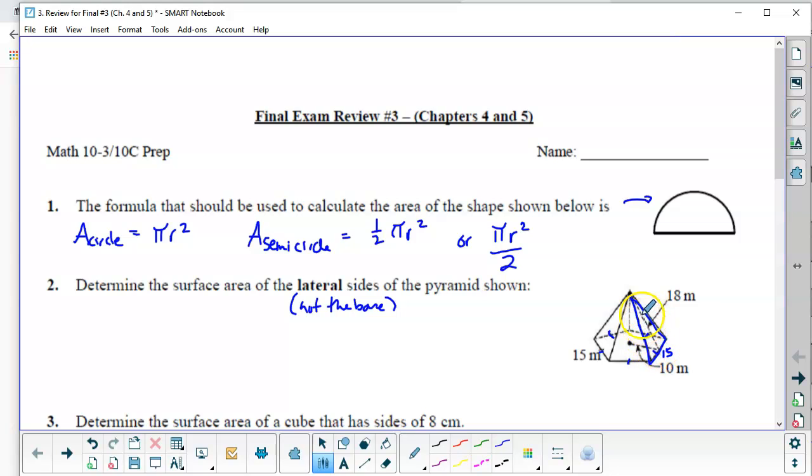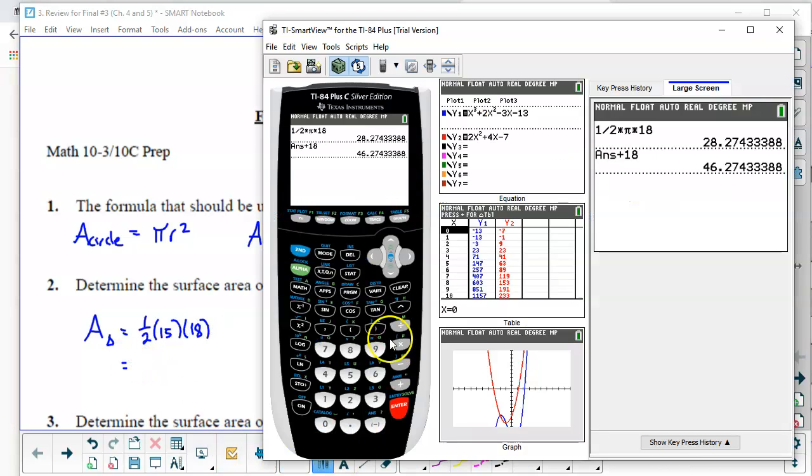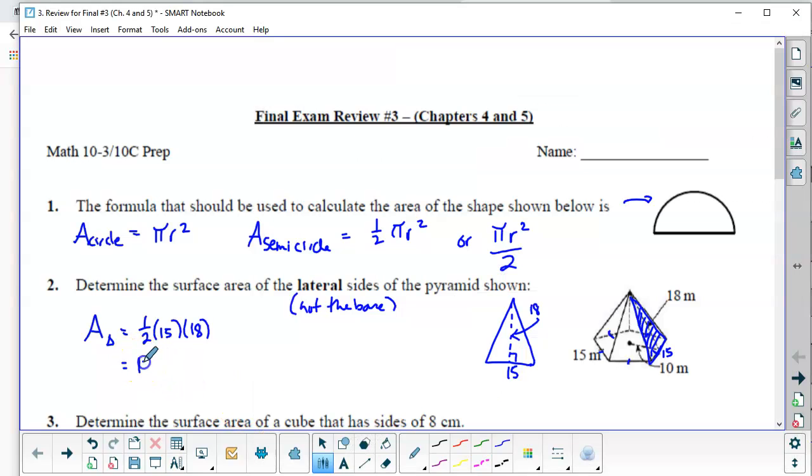And remember, for surface area, we want the surfaces. So we want this surface here. So if I redraw that triangle, this is 15. This meets at 90 degrees, and that is 18. So we don't need the 10 at all for this. Okay, so the lateral sides, so area of a triangle is base times height divided by 2, or 1/2 base times height. Okay, so 1/2, 1 divided by 2 times 15 times 18 is 135.